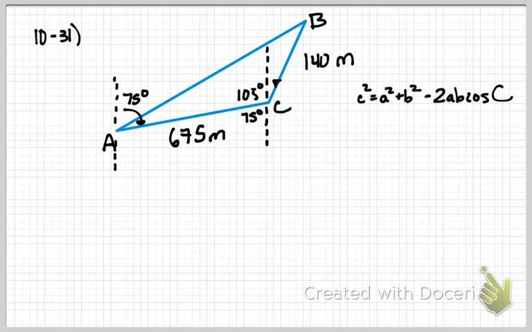105 plus 32, what is it? 137. So I'm just going to erase it and put in 137 right here. I used all that information to figure out that that's 137. Now, the good news about this, I have two sides and one angle. Is that enough information now? Yeah, we're good. This is going to be C.